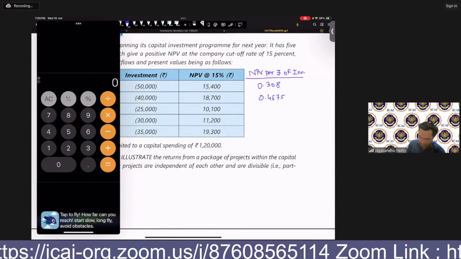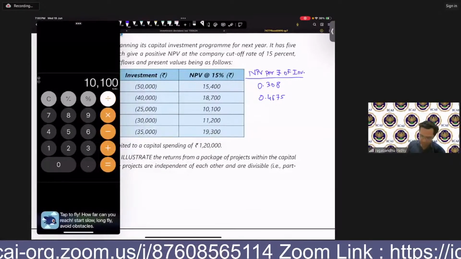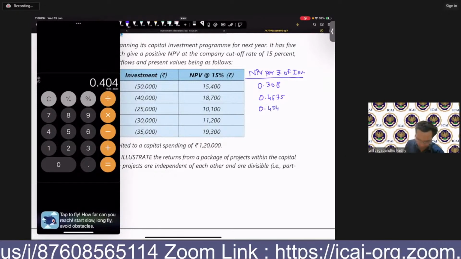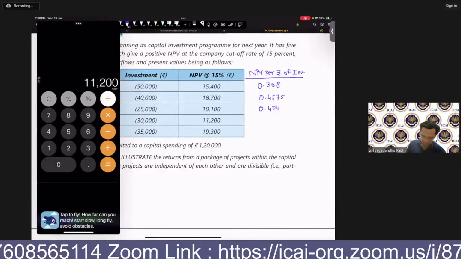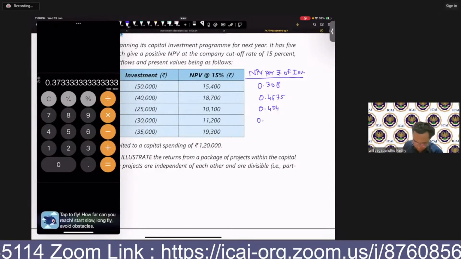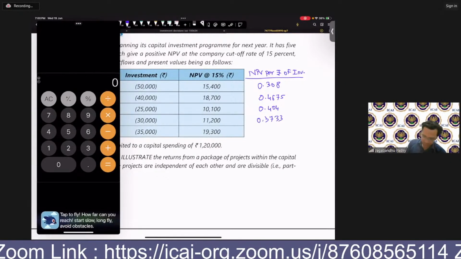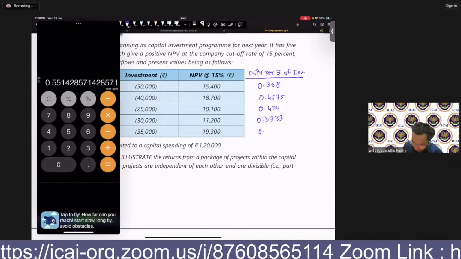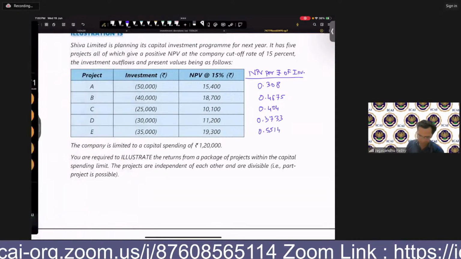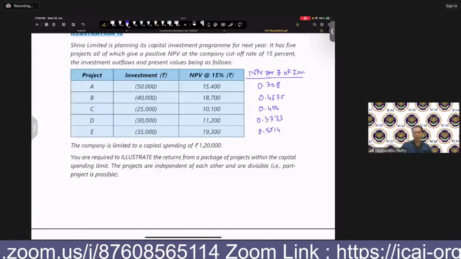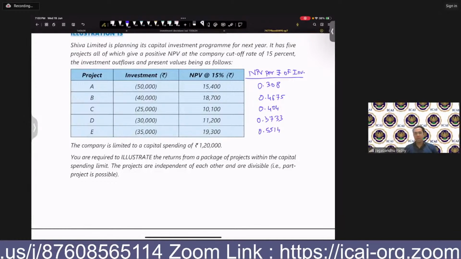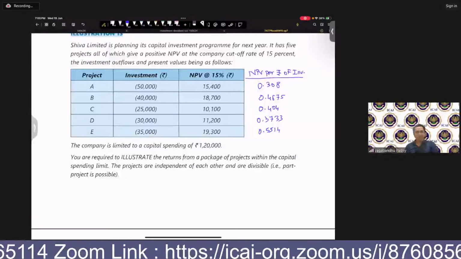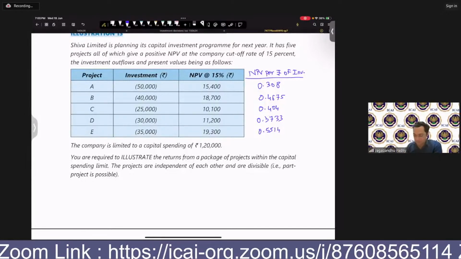0.4675. Third is 10,100 divided by 25,000, which is 0.404. 11,200 divided by 30,000, 0.3733. And 19,300 divided by 35,000, which is 0.5514. So these are the NPV values that we have, NPV per rupee of investment, right? Which of these projects is going to provide maximum return or maximum NPV for every rupee of investment?